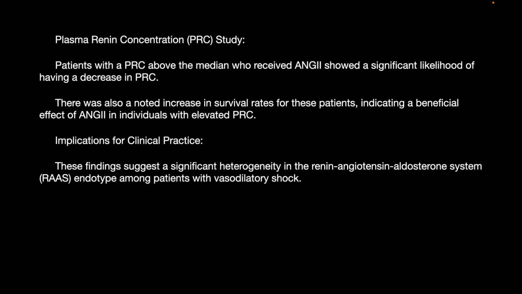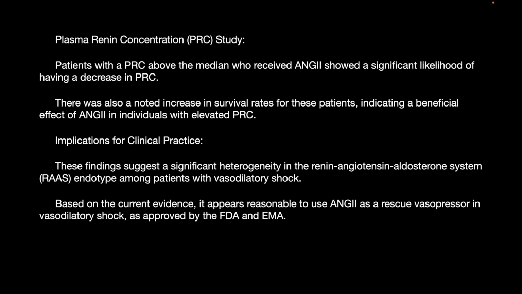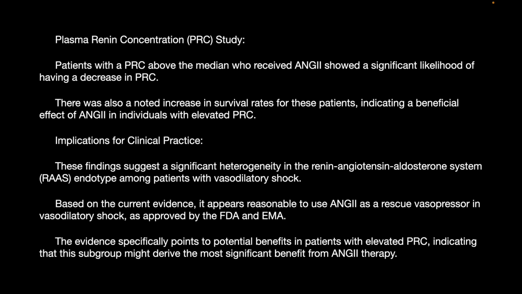Now, the implication in clinical practice is that these findings suggest significant heterogeneity in the RAS endotypes among patients with vasodilatory shock. Based on the current evidence, it appears reasonable to use angiotensin II as a rescue vasopressor in vasodilatory shock, as approved by both the FDA and the European Medicines Agency. The evidence specifically points to potential benefits in patients with elevated plasma renin concentration, indicating that this subgroup might derive the most benefit from angiotensin II therapy.